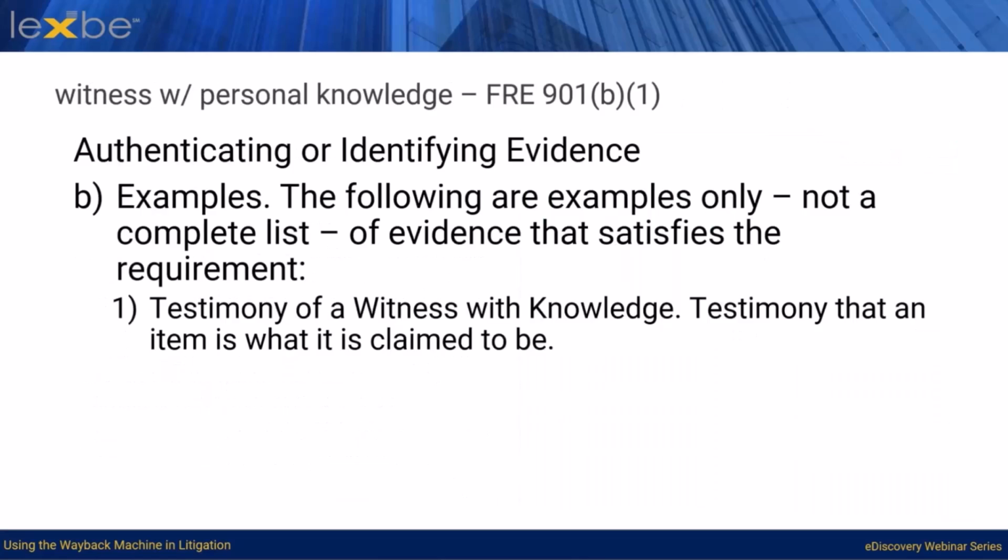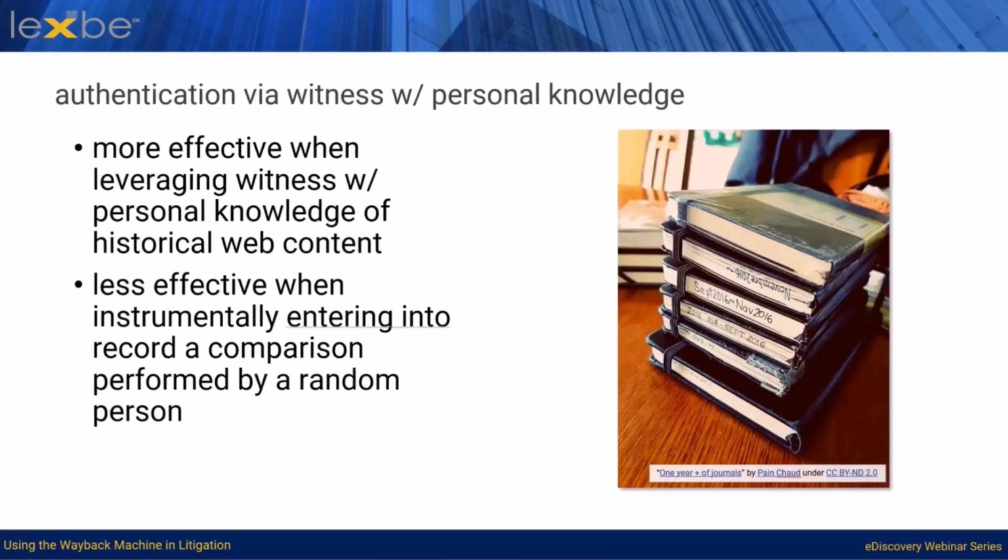A refresher on testimony by witnesses with personal knowledge. Rule 901(b)(1) of the Federal Rules of Evidence provides for the authentication of evidence through the testimony of a witness with personal knowledge that the evidence is what it is claimed to be. A witness with personal knowledge of the historical content of a web page or website accessed through the Wayback Machine can be an effective way to authenticate that evidence. However, testimony by a non-expert witness accessing historical web content of which they have no specific knowledge is not likely to succeed.